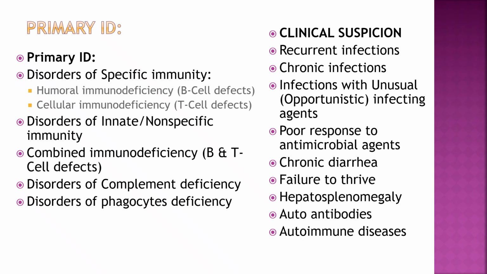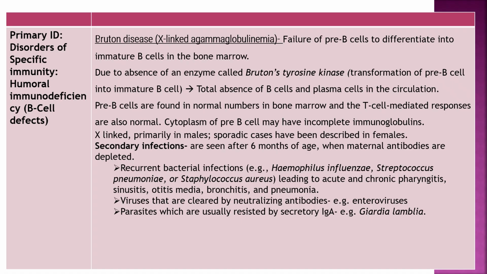Clinical suspicion arises because of recurrent infection, chronic infection, infection with unusual opportunistic infectious agents, poor response to antimicrobial agents, chronic diarrhea, failure to thrive, hepatosplenomegaly, autoantibodies, and autoimmune diseases.